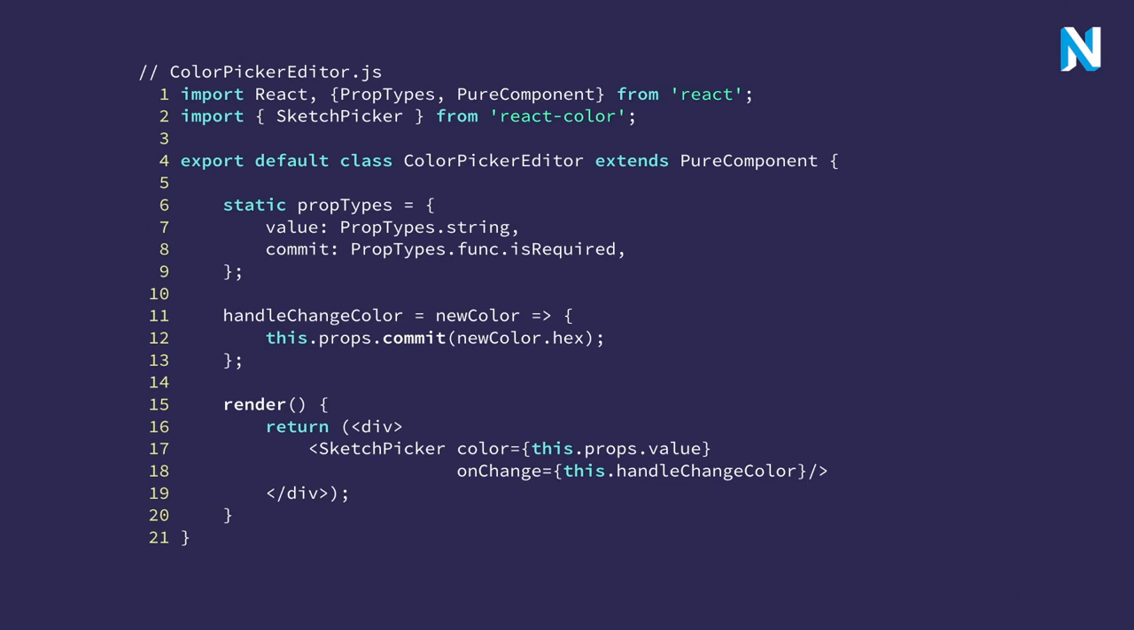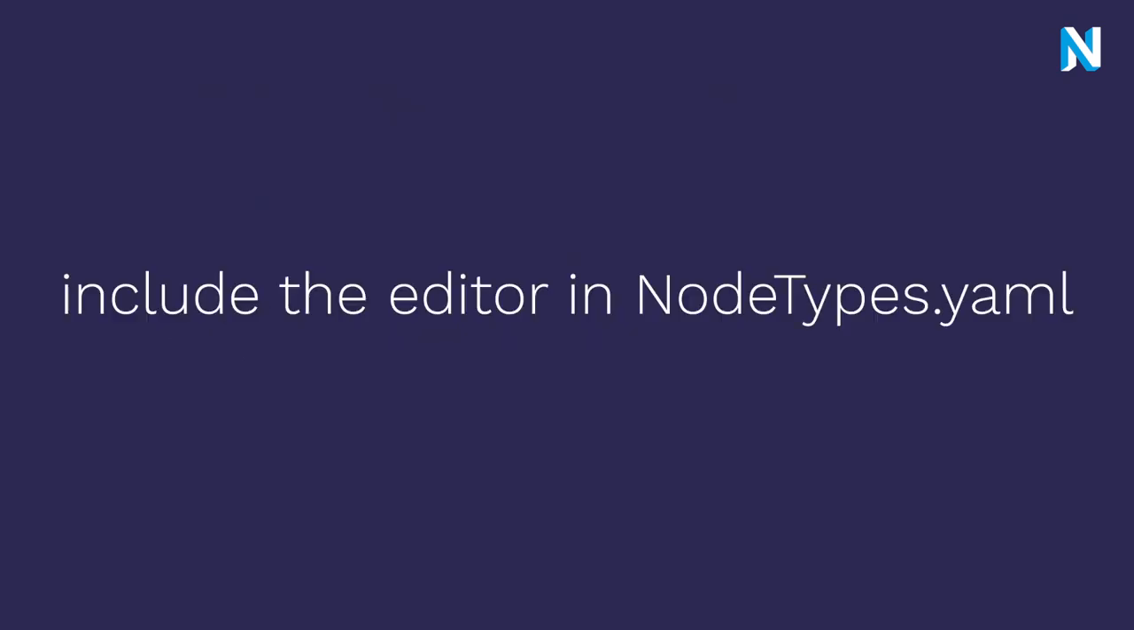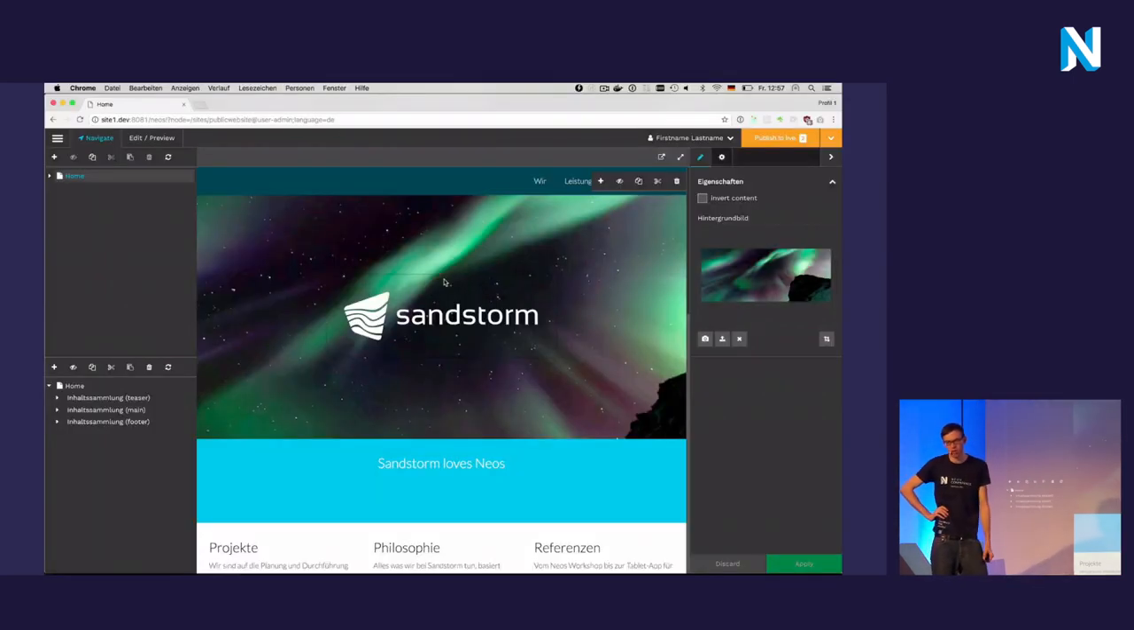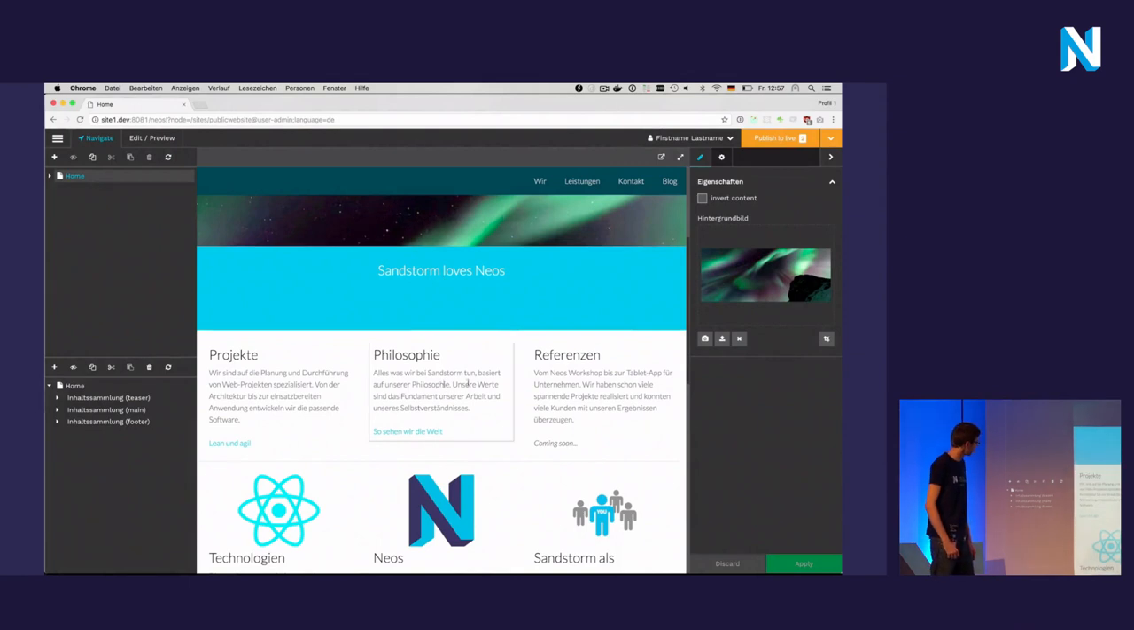So in render, we just take the sketch picker from these React color components we've loaded, and we pass in color and on change, and we just post-process the color so that it's a hex value, and that's basically it. Then we can just include the editor in node types YAML, as you know. So inside UI inspector editors, inside node types, just the same way you configure a select editor. And what you get by that is, I just added some front-end rendering to it, which outputs the color.